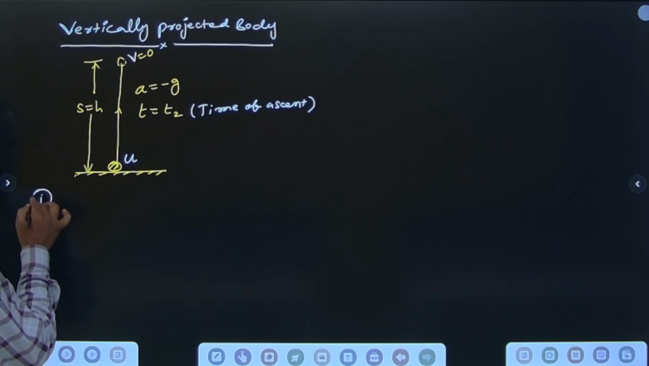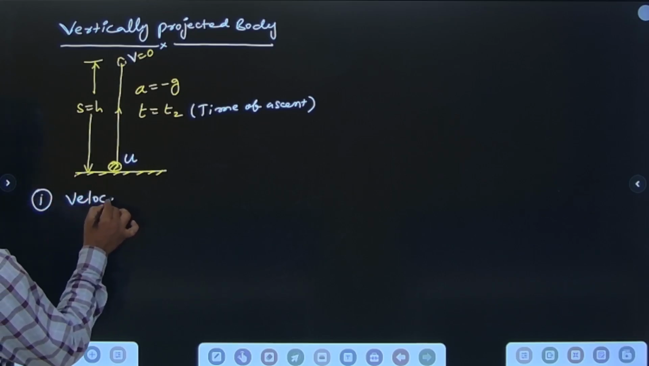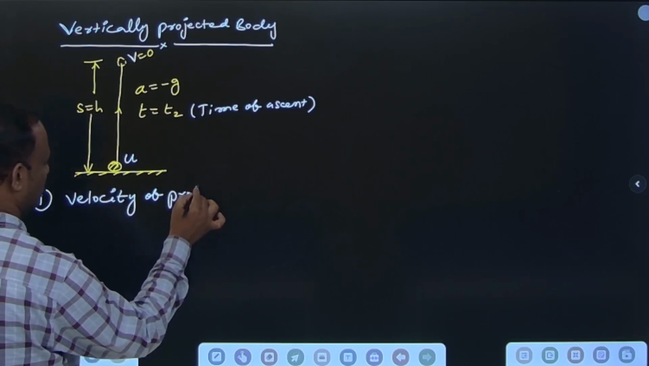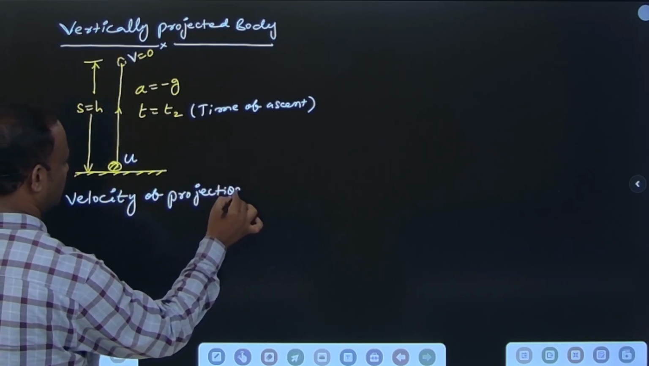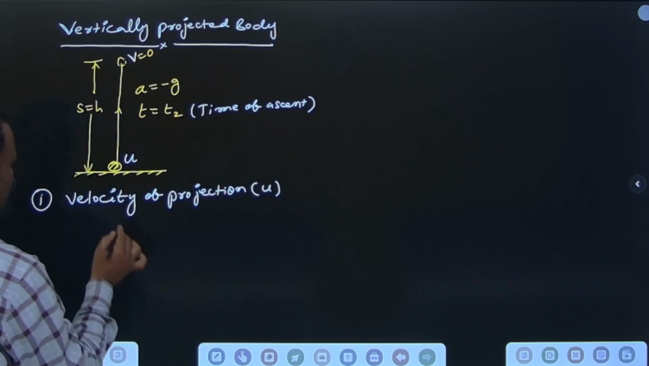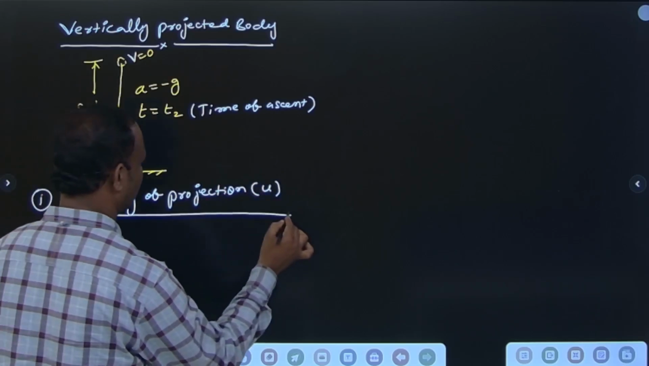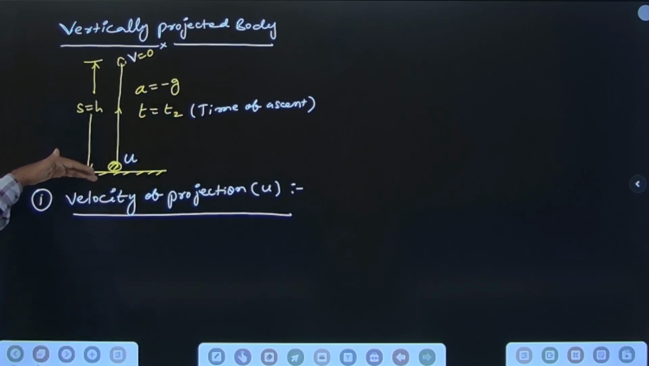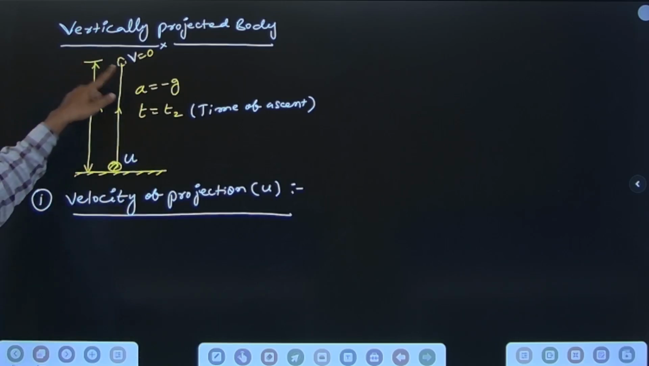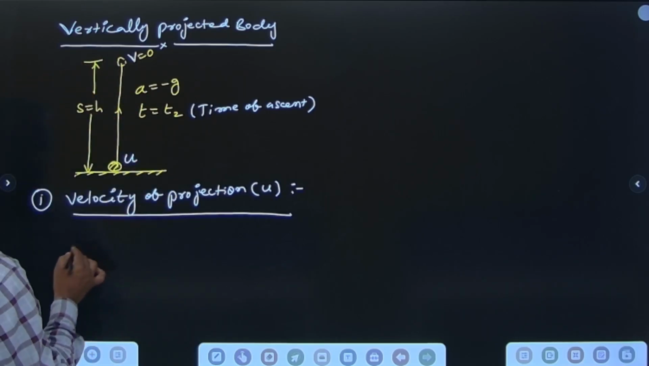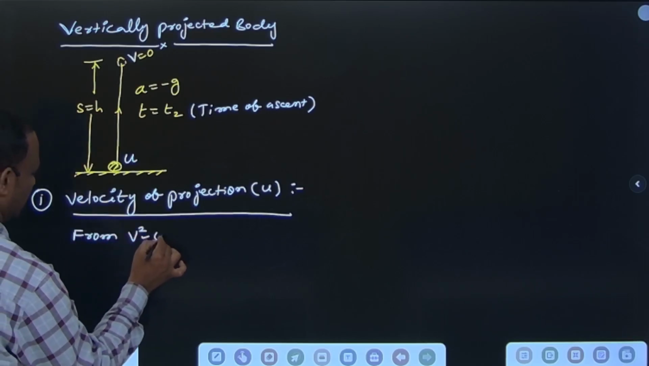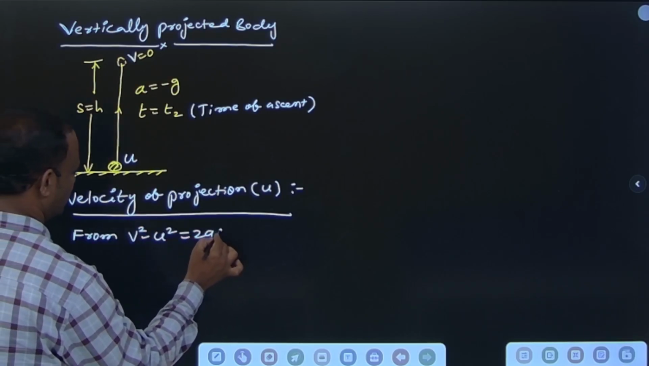The first one is the velocity of projection, which is U. How should I find it? I know the initial velocity, I know the final velocity, and I know the conditions of a vertically projected body. So from the equation, I write v square minus u square is equal to 2as.